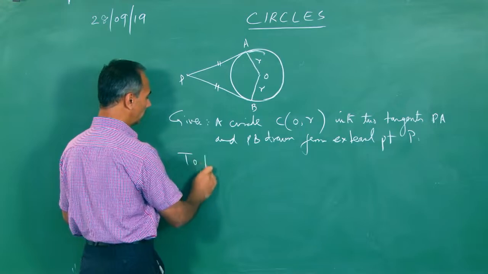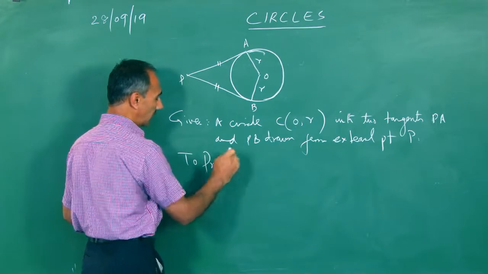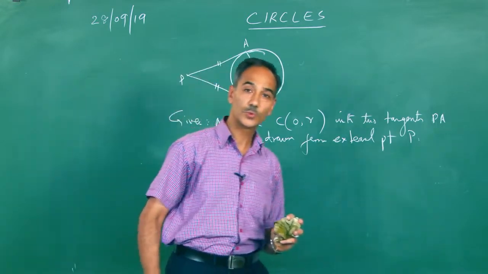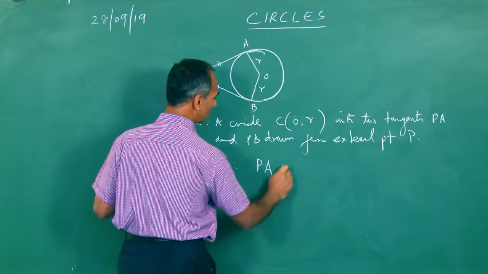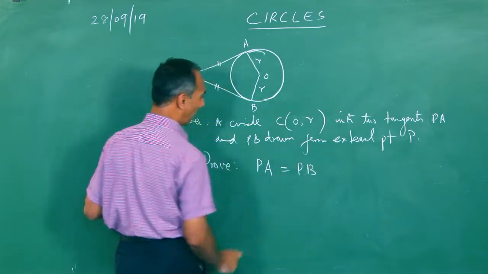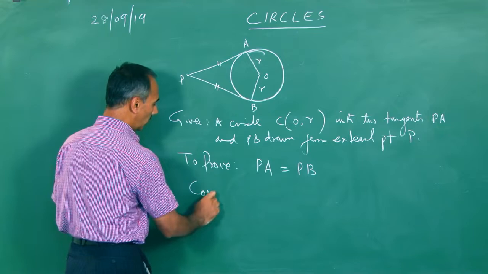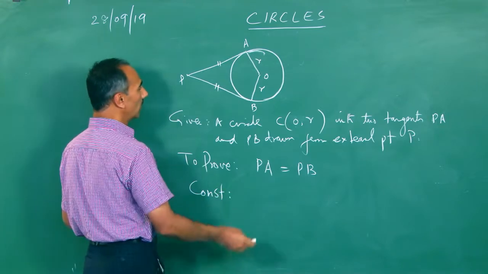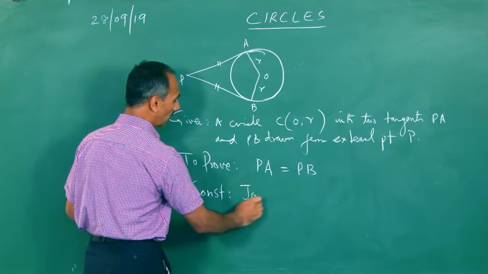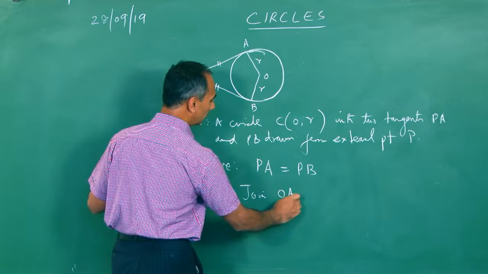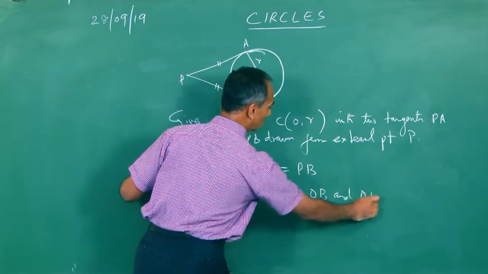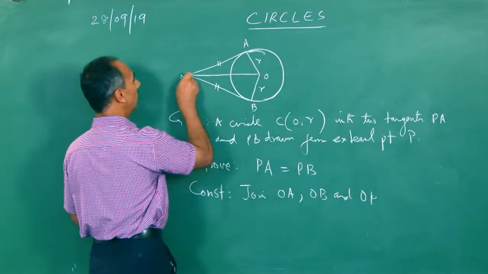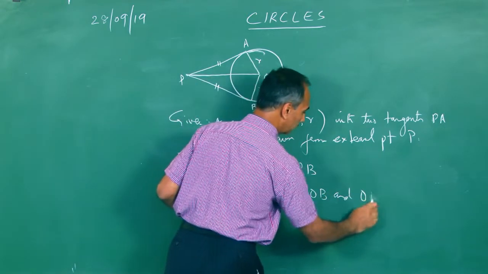Now what you have to prove, my dear friends: we are supposed to prove that the length PA, this tangent segment, is equal to length PB. What construction will we do? We'll join OA, OB and OP. So join O with A, O with B, O with P.